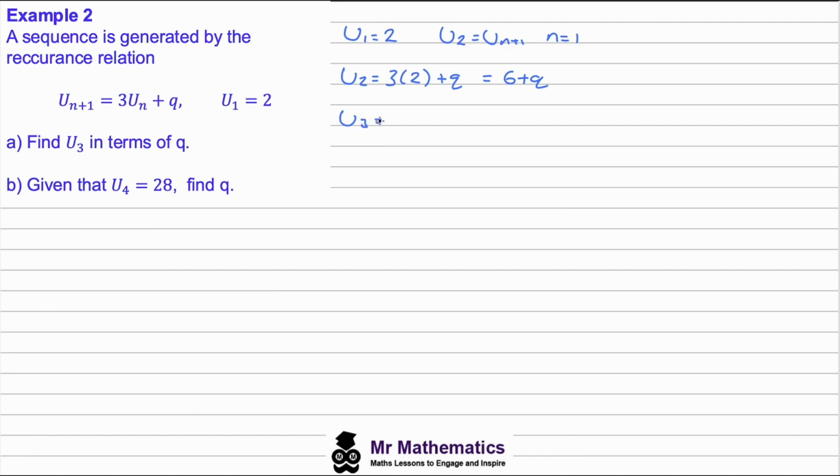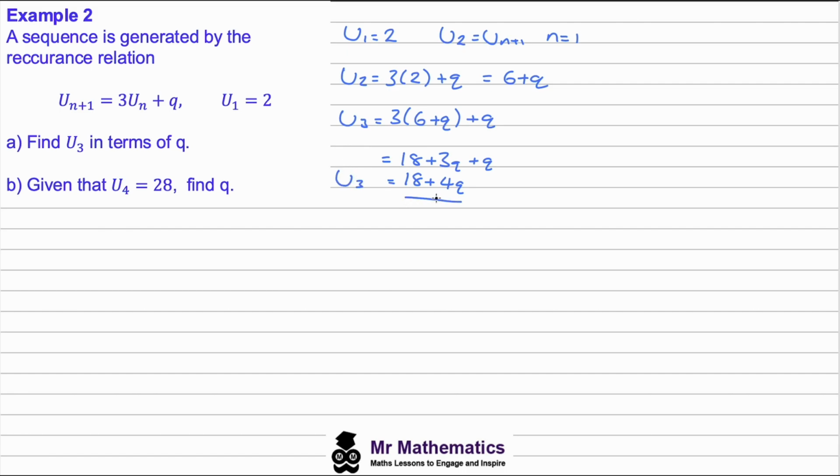u3 will be 3 lots of that previous term, u2, plus q. And we can simplify this. We'll expand out the brackets. So we get 18 plus 3q plus this one here. And this will give us 18 plus 4q. And this is u3.